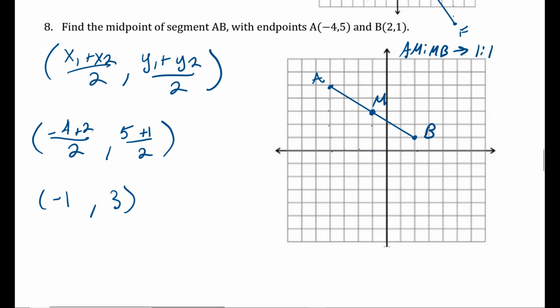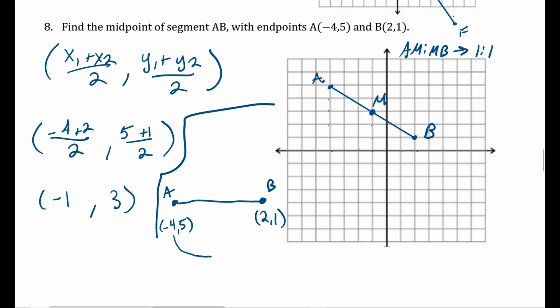Now that's not the only way you could have done this. A way that might be more useful to think about is if I just have my 2 points right here, my A and my B. Negative 4, 5 and 2, 1. From negative 4 to 2, my x value increased by 6 units. Because to get from negative 4 to 2, you could count up 6. So if you want to find half of that, to get to your x-coordinate of your midpoint, you'd have to go up 3 units. So in this case, this would have to be negative 1, which matches what we had before.